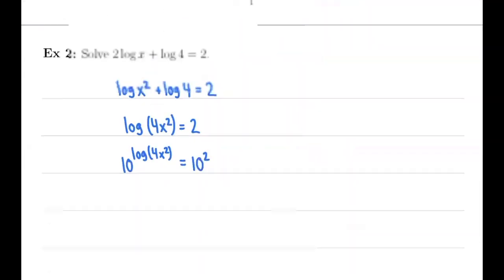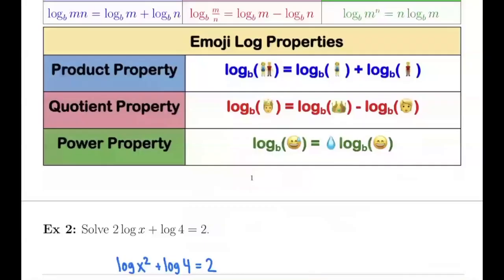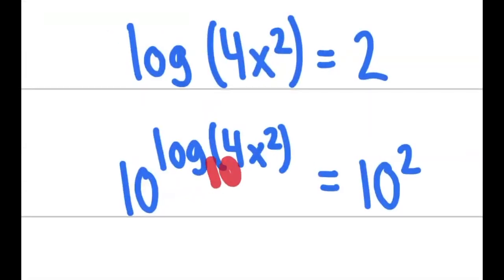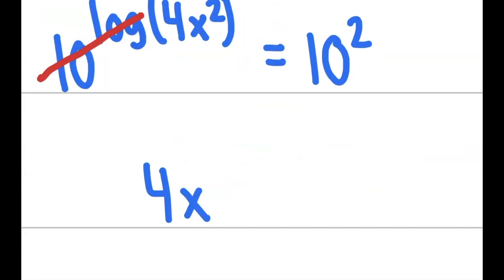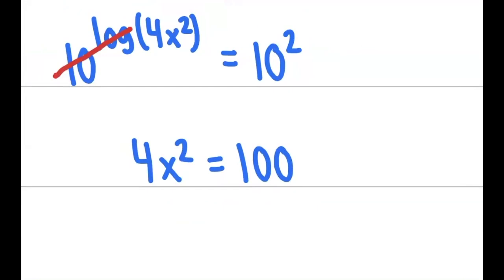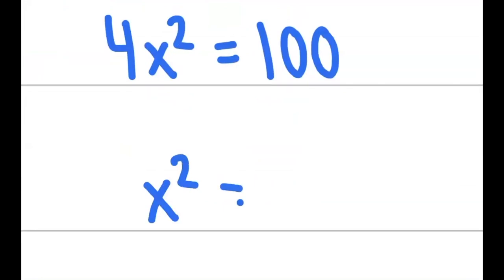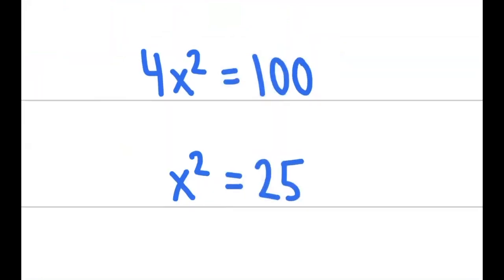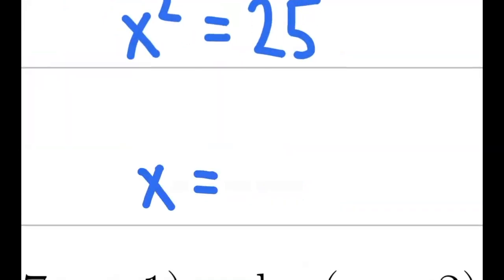And what's going to happen is because of this inverse property I talked about earlier, the 10 and this log base 10 right here, they're going to undo each other. And you're going to be left with 4x squared equals 10 squared, which is 100. And this is pretty easy to solve now. So I'm going to divide both sides by 4. So I get x squared equals 25. And I'm going to take the square root of both sides of the equation. And I'm going to get x equals plus or minus 5.